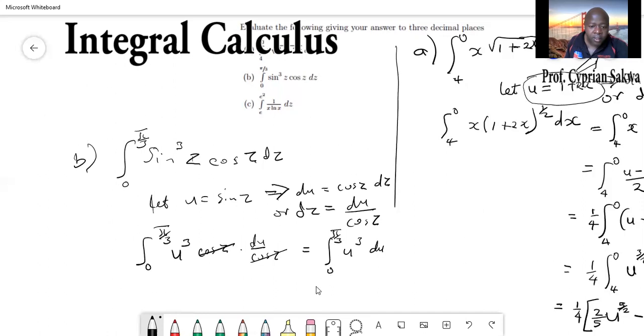So we can now integrate this, and as we said, we add 1 to the power to get u raised to 4, then divide by the new power. Since it's a definite integral, there's no need of adding the constant of integration. Let's just recall that we are doing this from 0 to pi over 3.